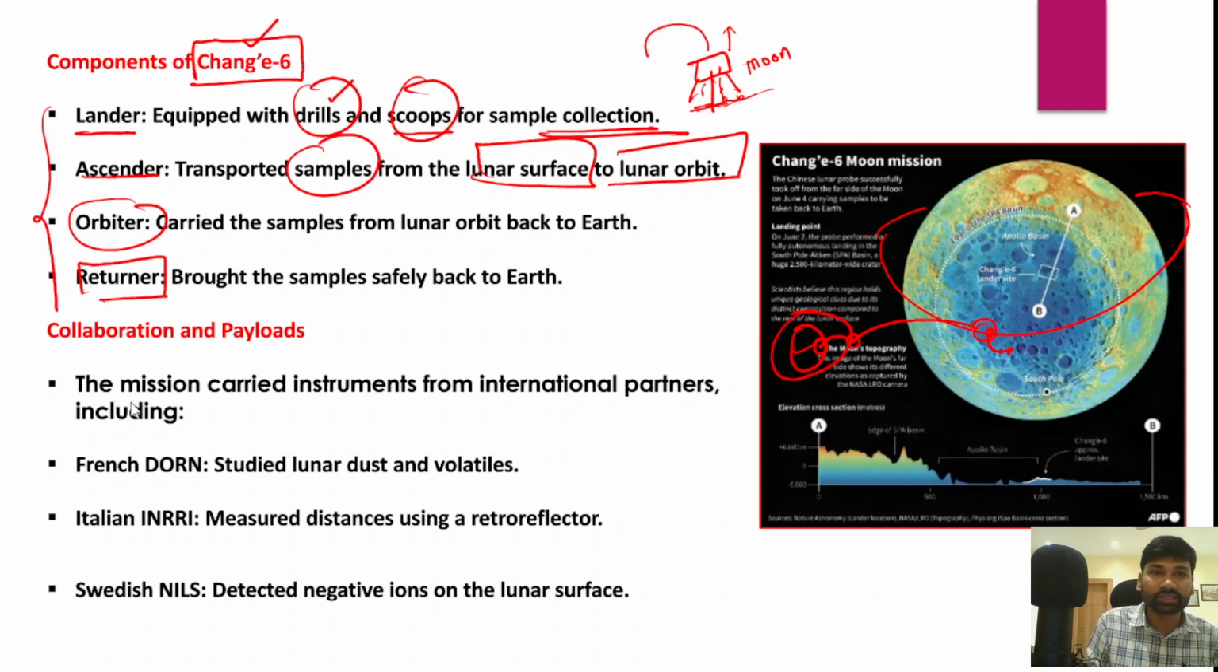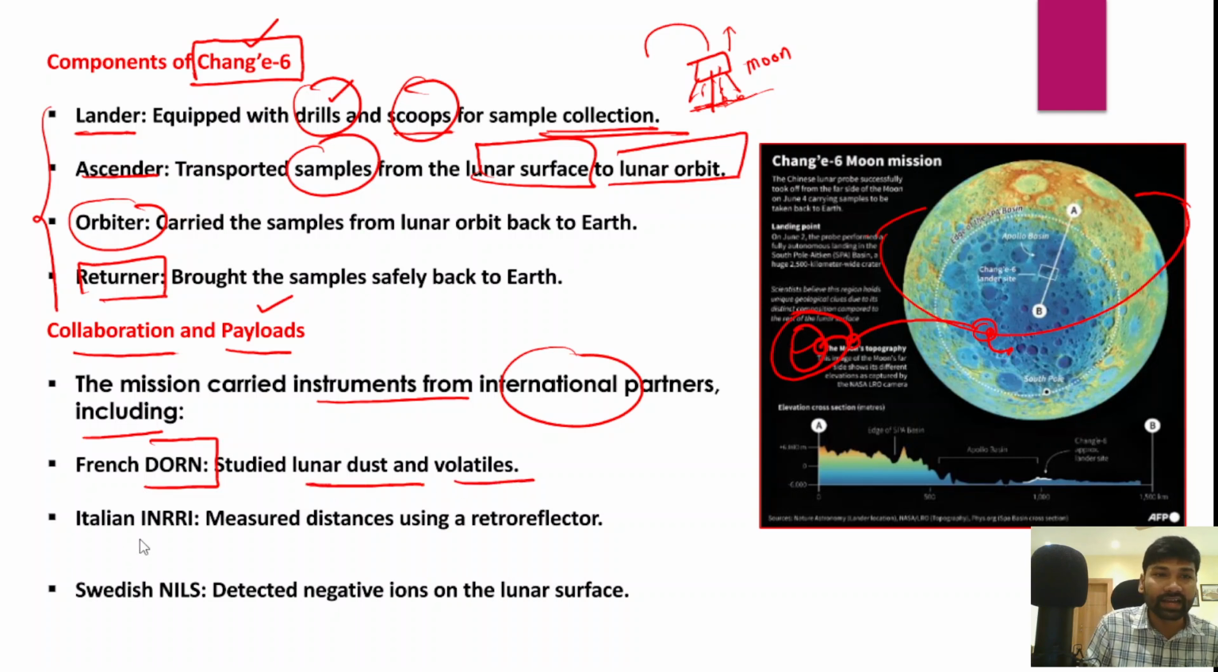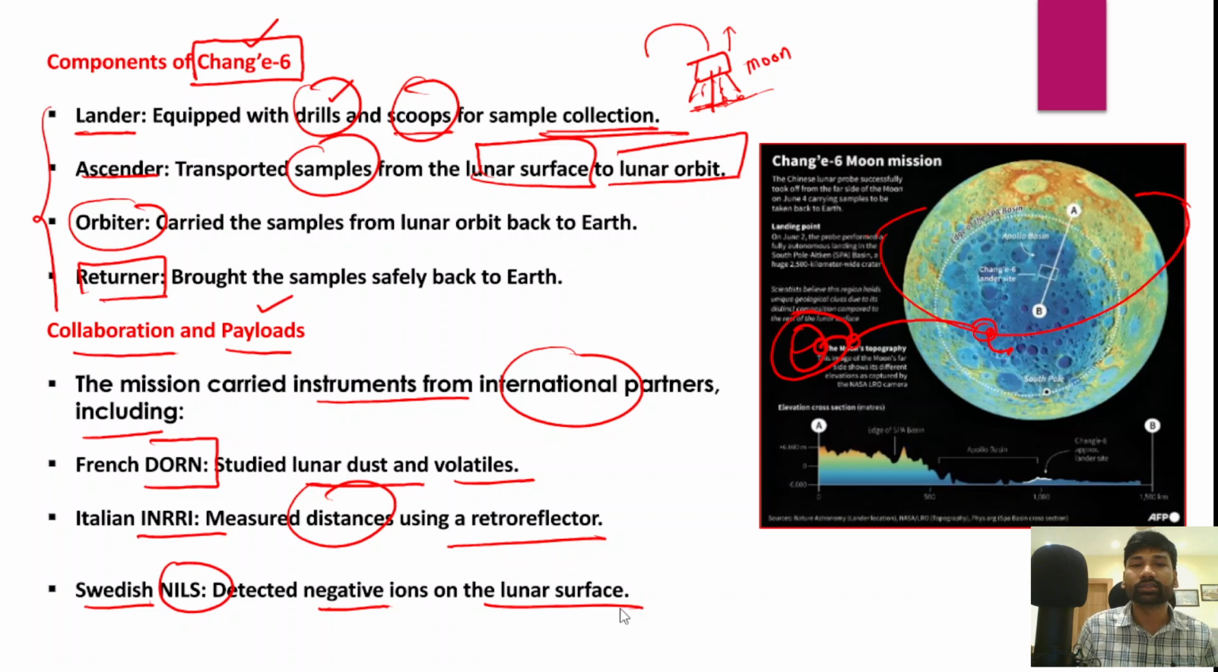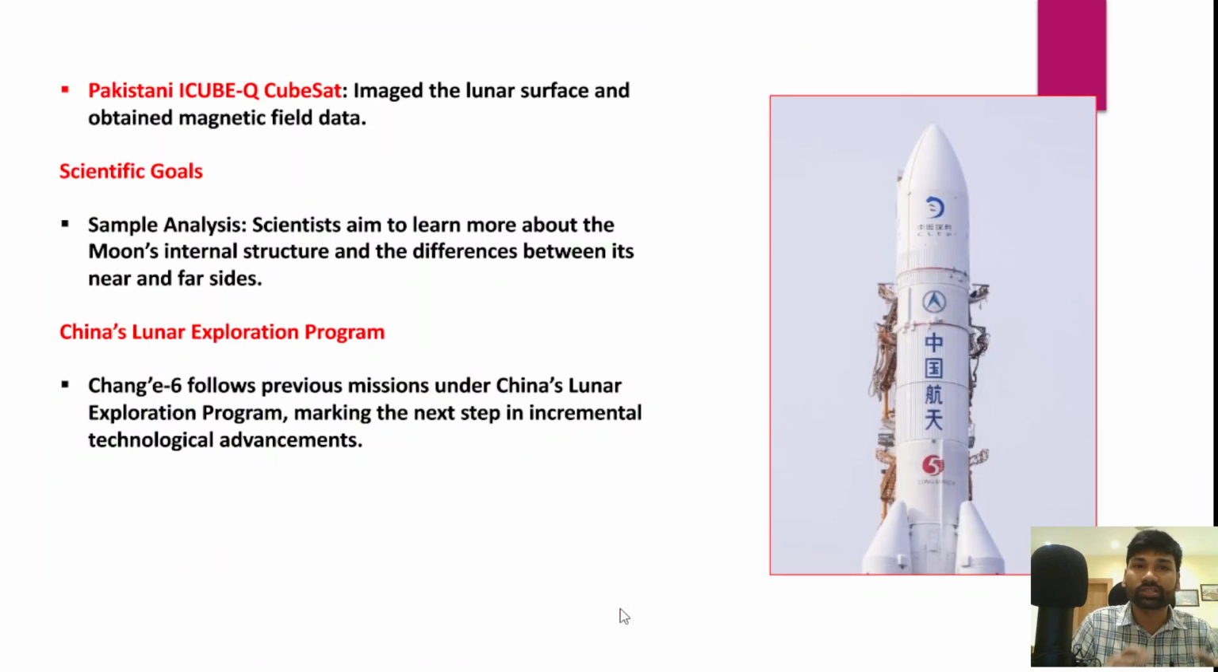Now, in fact, this Chang'e 6 is a collaboration of different countries because it carries payloads from different countries. This mission carried instruments from different international partners. They include the French DORN, that studied lunar dust and lunar volatiles, the Italian INRRI, which measured distances using a retroreflector, and the Swedish NILS, which detected negative ions on the lunar surface. So this is also an international collaboration.